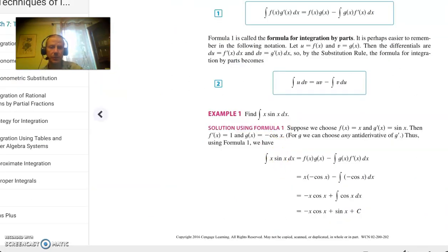Now we can see how these choices play out in example 1 in the book. To find the integral of x sine x, a great choice for u was x, because the x is a polynomial and its derivative is really simple. The derivative is just 1. And sine x is a decent choice for v because we know its integral.